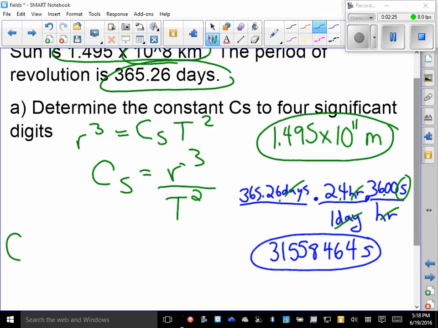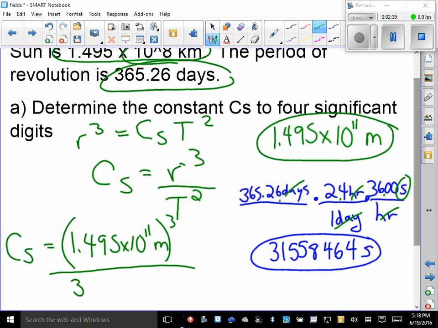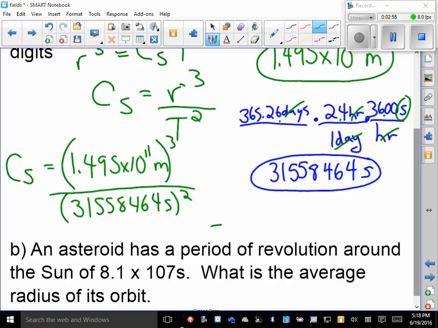Okay, so C_S is equal to R cubed, that's 1.495 times 10 to the 11 meters cubed, divided by the period. We just found the period to be 31,558,464 seconds, and this is squared. Okay, it said we needed to find this to 4 significant digits, and I think we're going to use this value. So my units are meters cubed per second squared. That's fine. Sometimes constants have funny things like that.